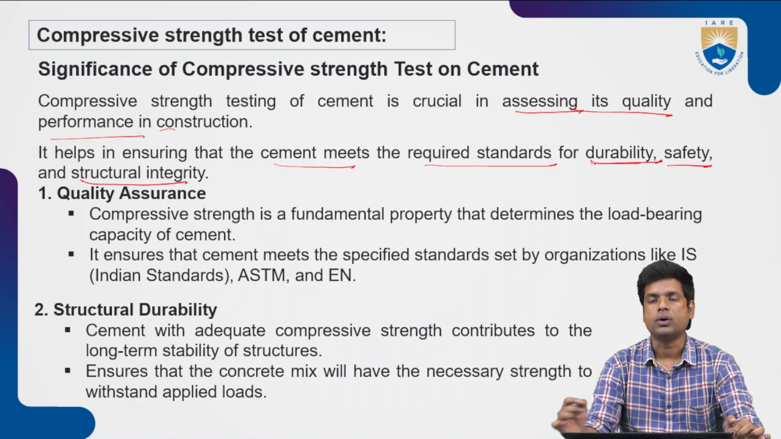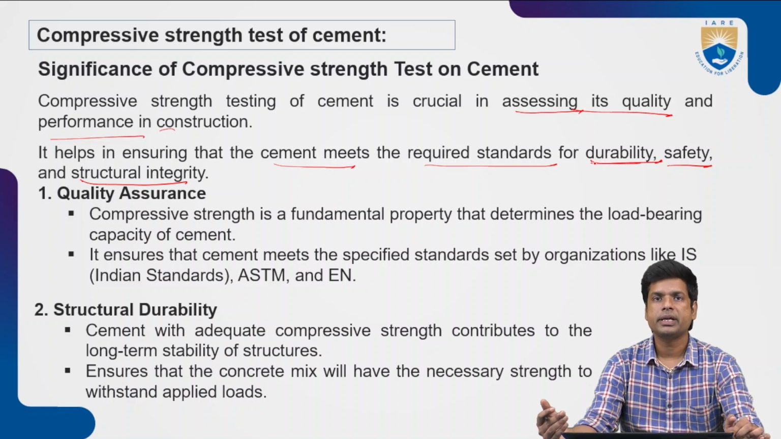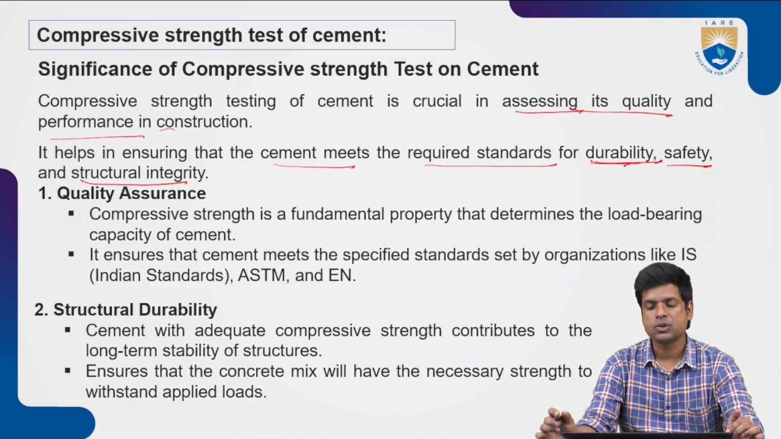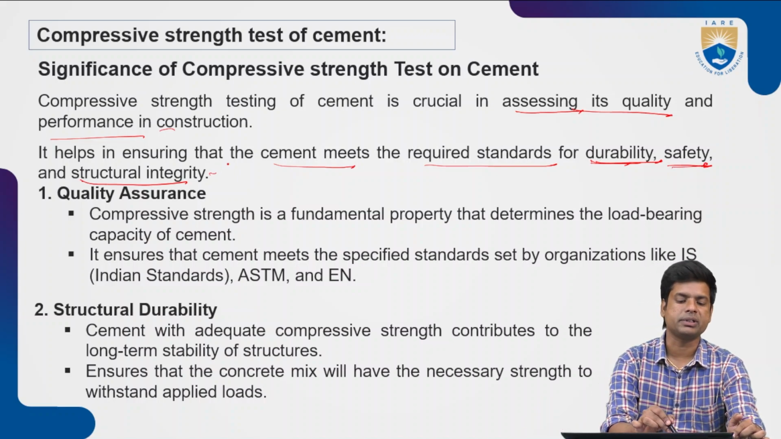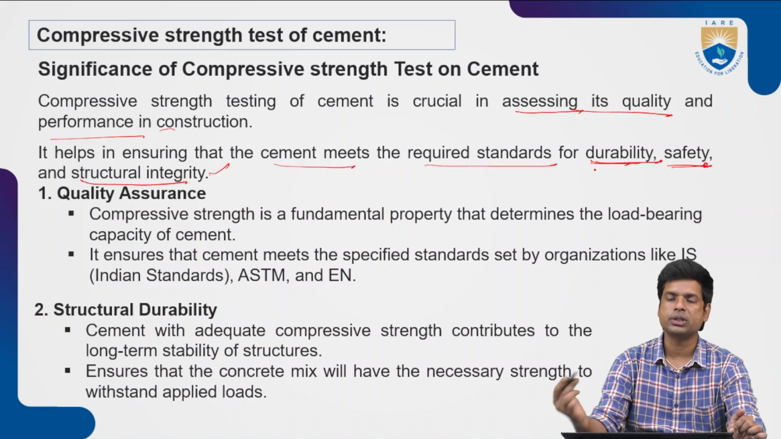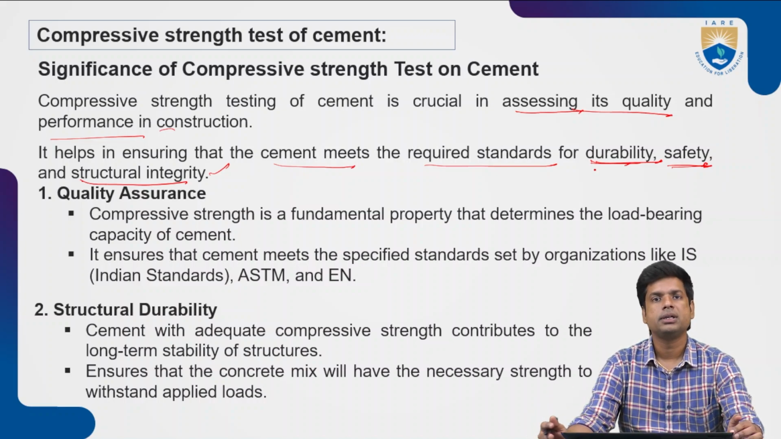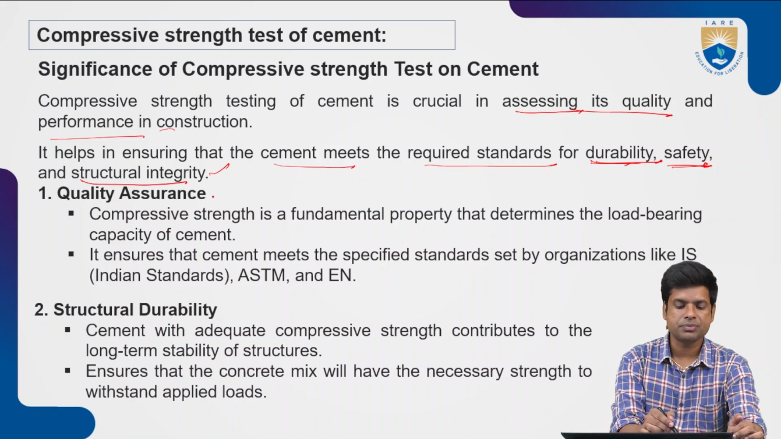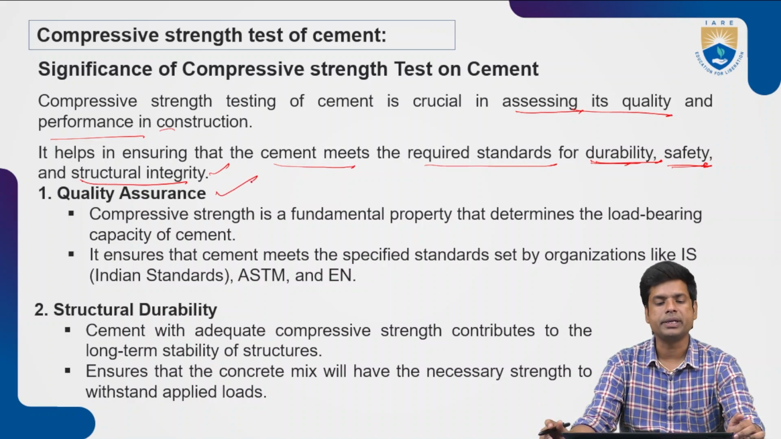After testing this cement cube, we can know whether it has the required standards and criteria to improve durability. For better durability, safety, and structural integrity, we learn whether it is withstanding the loads or not, and whether it is stable under the loads. That is what we know after testing this cement cube. Now, one of the major properties we are going to check is quality assurance.